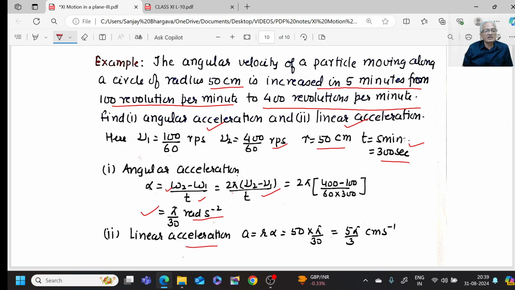For linear acceleration, a would be equal to r times alpha. So r is 50 and alpha is pi by 30. So it is 5 pi upon 3 centimeter per second square. Hope you have clearly understood the basic concepts of uniform circular motion, the various variables required for explaining circular motion.